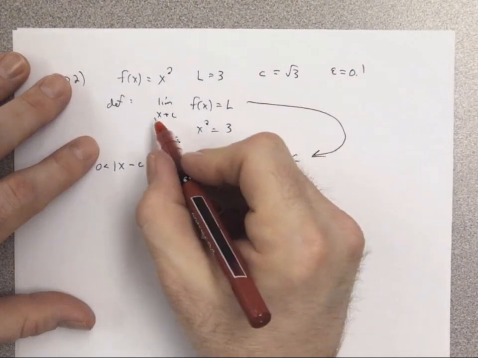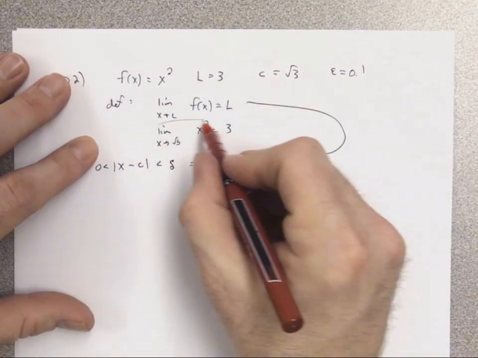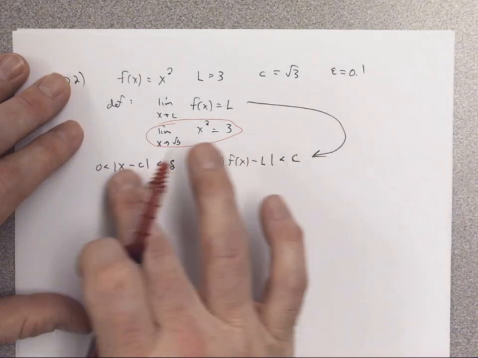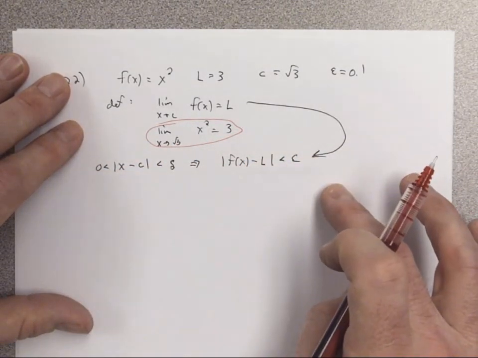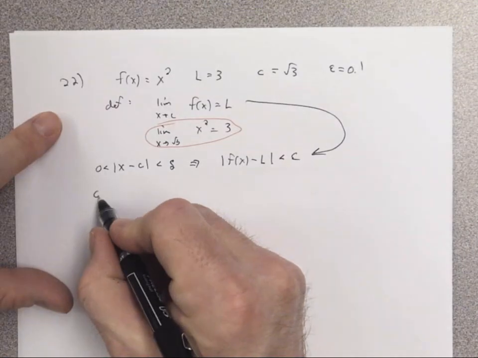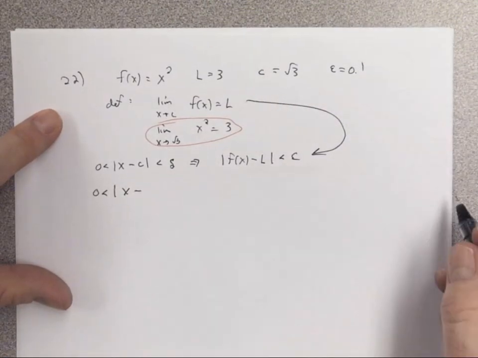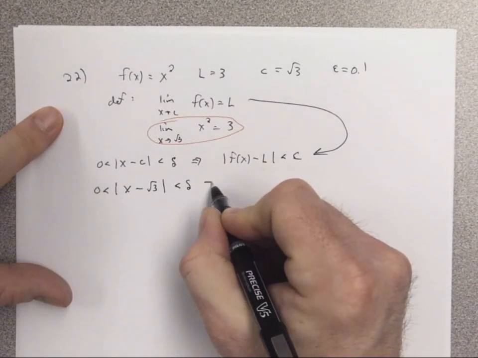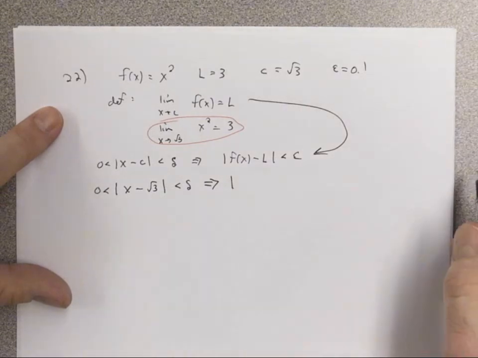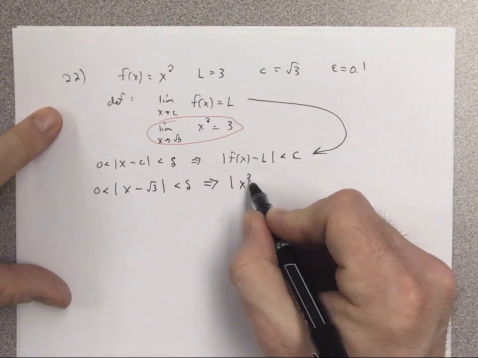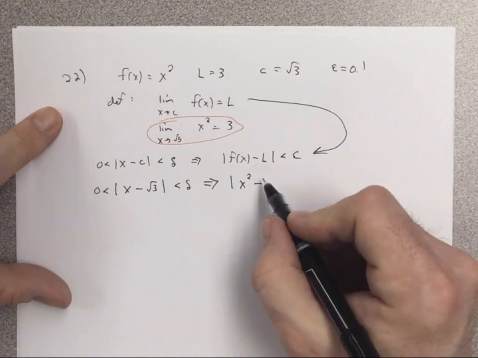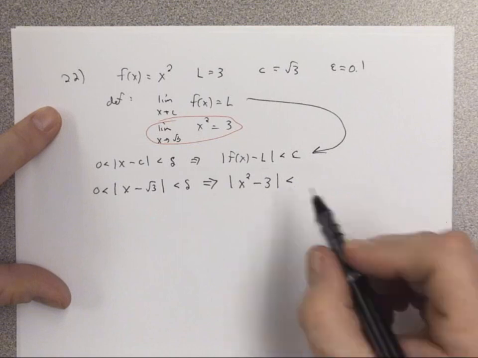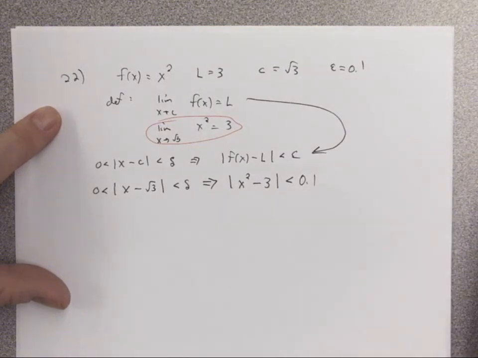So just like I went from this top limit and started plugging in the correct letters and functions, I'm going to do the same thing here, right? I'm going to use this thing, I'm going to plug in the correct letters and stuff, okay? So that means 0 is less than the absolute value of x minus, what's c? Root 3 is less than delta, implies that, what's f of x? X squared minus L, which is 3, is less than epsilon, which is what? 0.1. So just plug in the letters in, right?